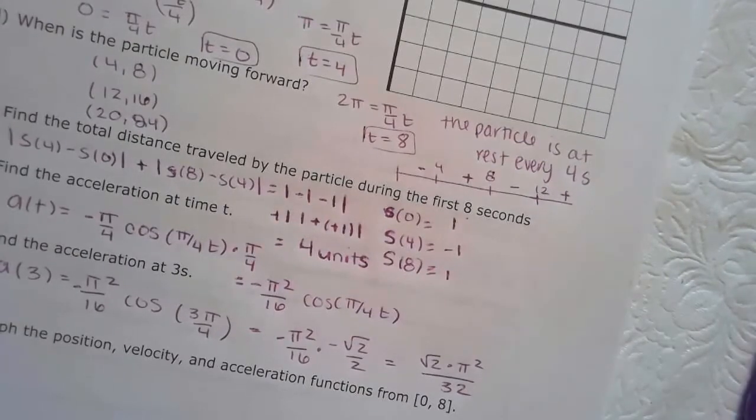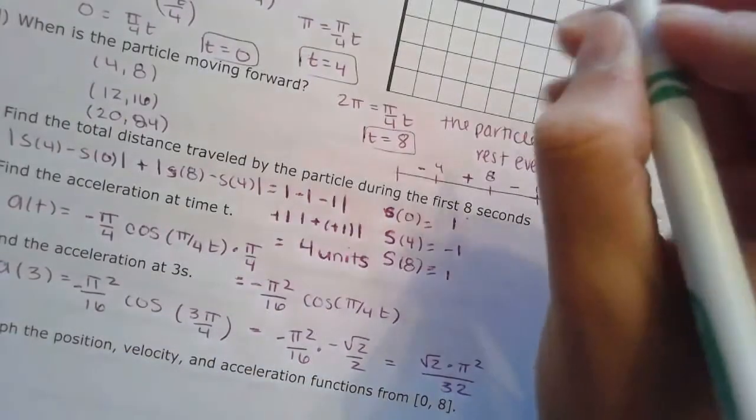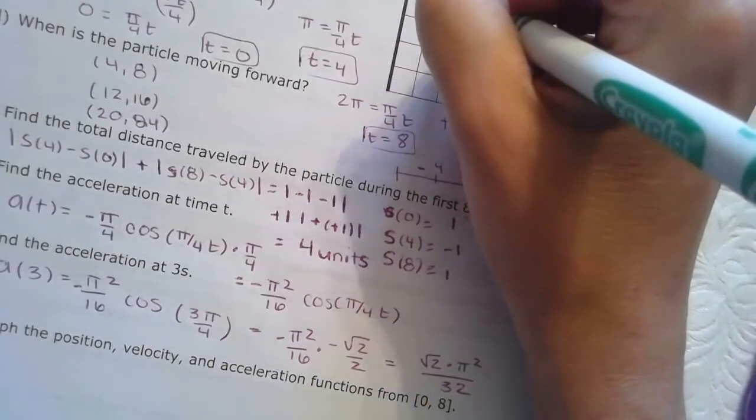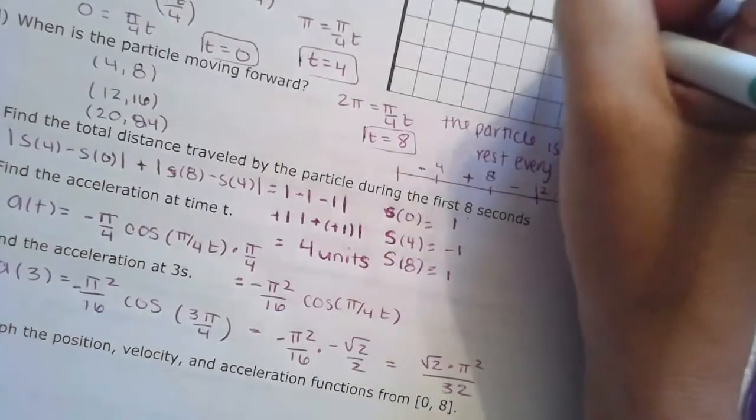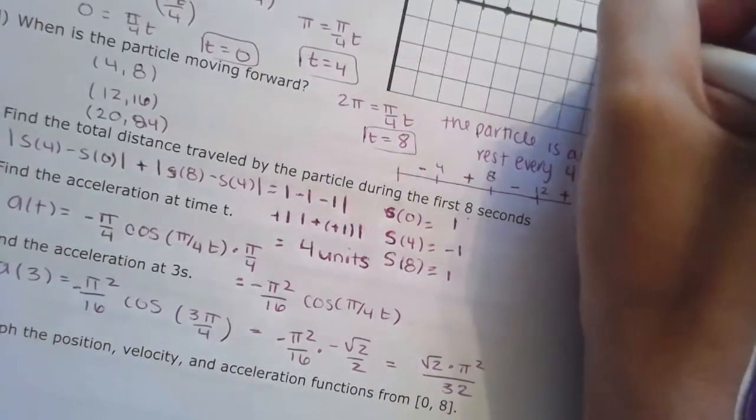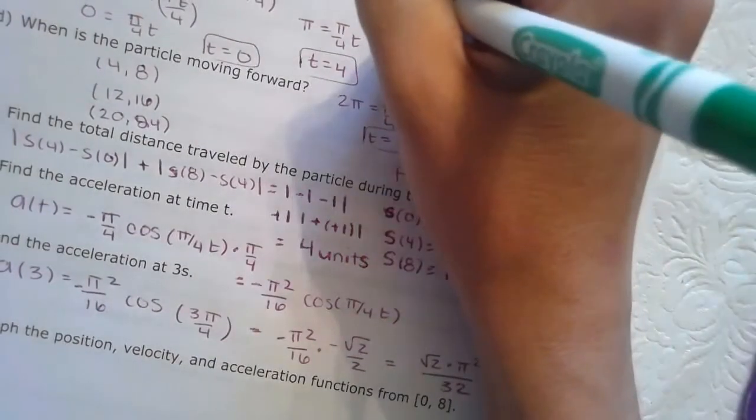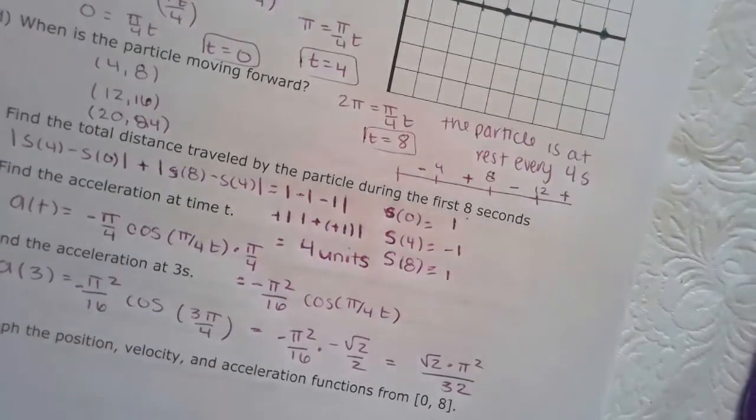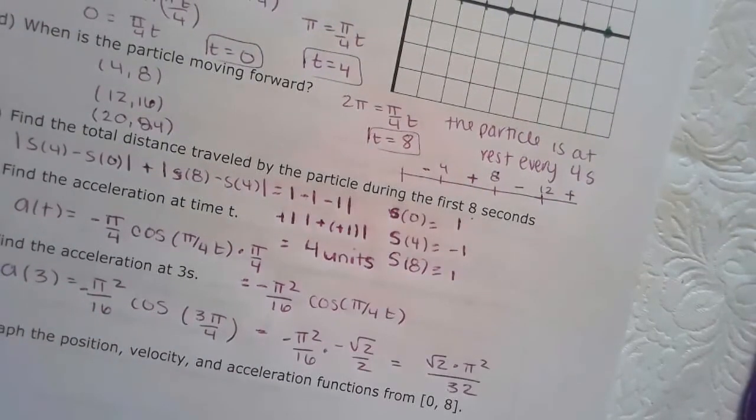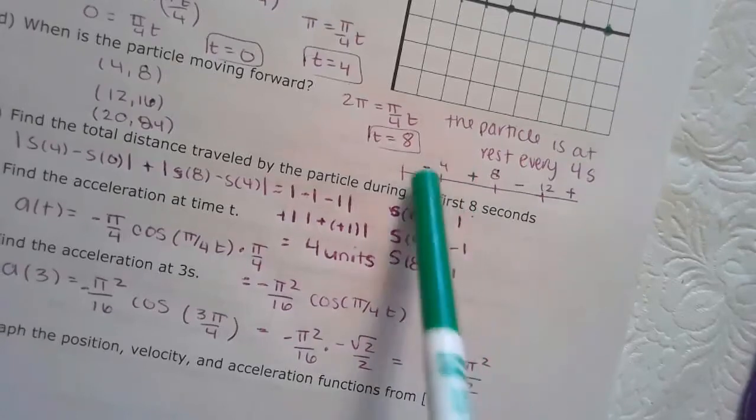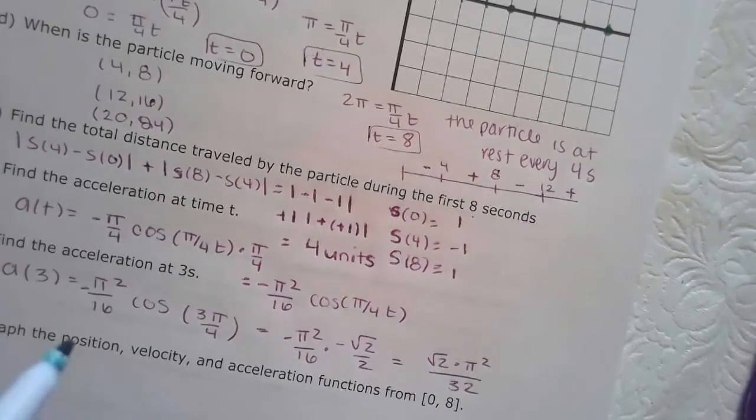So to graph these, I'm going to start by graphing velocity in green. So 1, 2, 3, 4, 0. 1, 2, 3, 4, 0. Velocity started at 0. The velocity is negative from 0 to 4. And we said that the velocity at 2 was equal to negative pi fourths.